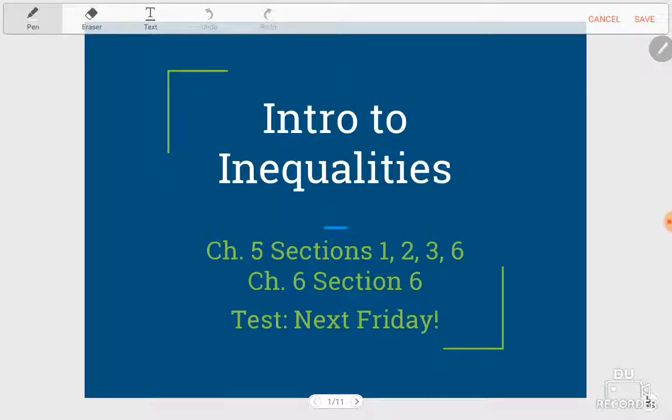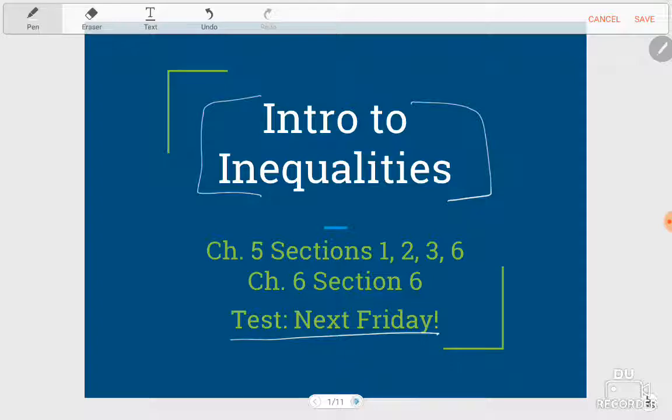All right, so in class today we started talking about inequalities. If you were absent or didn't get the chance to write the beginning of this down, make sure you title the next page in your notes with the words Intro to Inequalities. These are the sections that we're going to be covering in the next couple of weeks, and your test is scheduled to be next Friday, so it's a really quick little unit, and this lesson is just to kind of get us re-familiarized with inequalities.